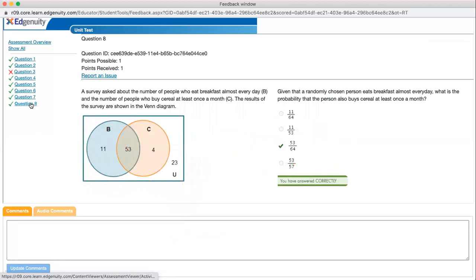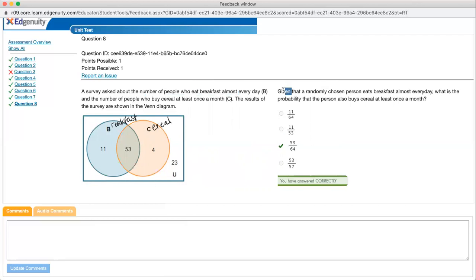Venn diagrams. These are terrible. Survey asked about who eats breakfast, right? So this is breakfast, right? And then these are the ones who eat cereal, right? So there are people who eat cereal not for breakfast, and there are people who eat breakfast that is not cereal, right? So those are these numbers right here. And then U is the people who don't eat breakfast or cereal, which is kind of weird.